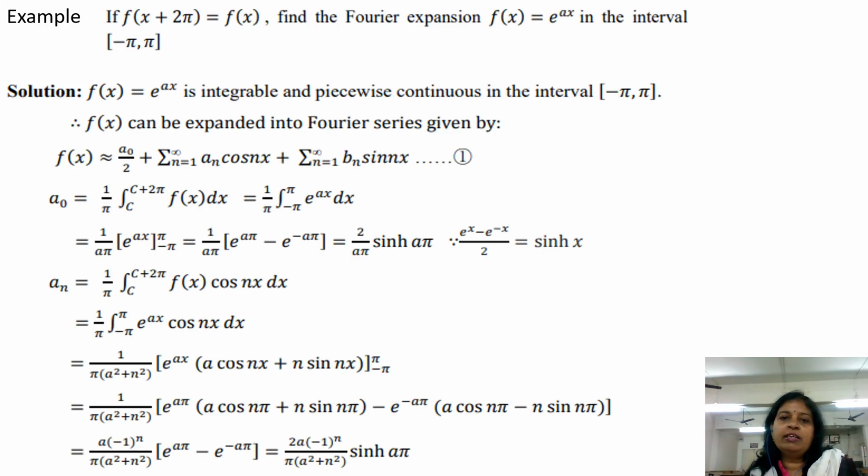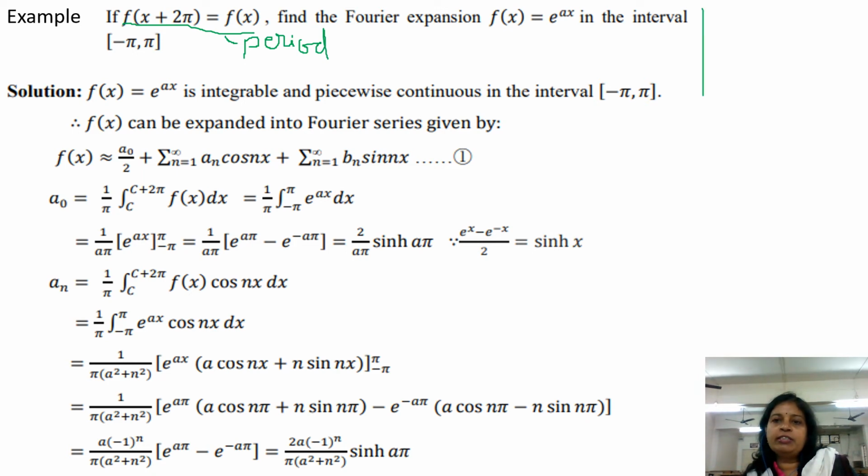Now let us take next example. F of x plus 2 is equal to f of x. This statement represents that f of x is periodic function. This tells you that this is periodic function, and for periodic functions you can find out Fourier series. Find the Fourier series expansion of f of x is equal to e to the power of ax.